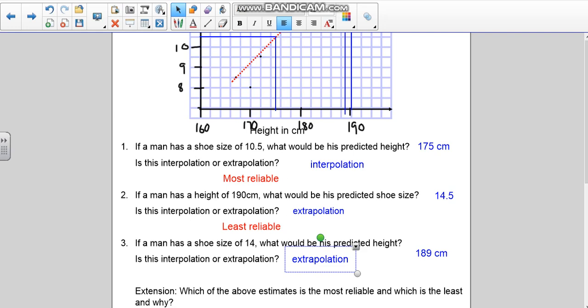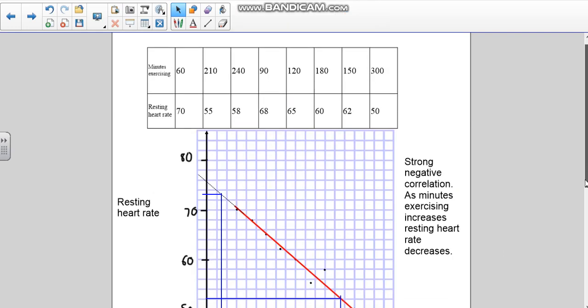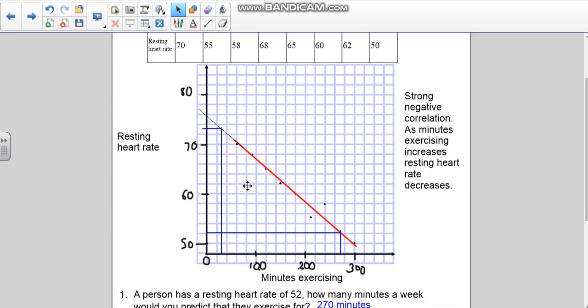Question 2 then. This one was minutes exercising and heart rate, and this set of points is going in the other direction. So this is negative correlation. It's quite strong actually because the points were quite close together, certainly here. These two are a little bit further away, but other than that, my line is pretty much going through them. So it's quite strong negative correlation, which means as the minutes exercising increase, the resting heart rate decreases. So exercising a lot will bring your resting heart rate down. Exercising a little will mean you've got a high resting heart rate.